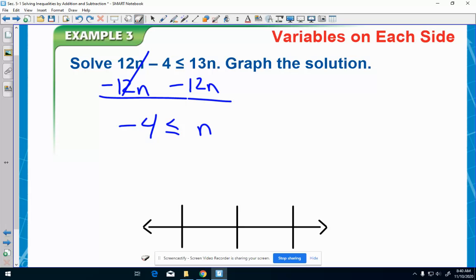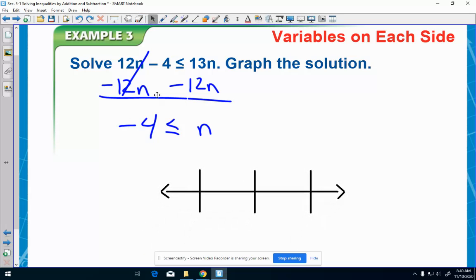Yes. What do you got? Okay. So we're flipping the n and the -4. Good. Greater than or equal to? Okay. Good. Good. I often will see kids make the switch here and then forget to turn the sign around.